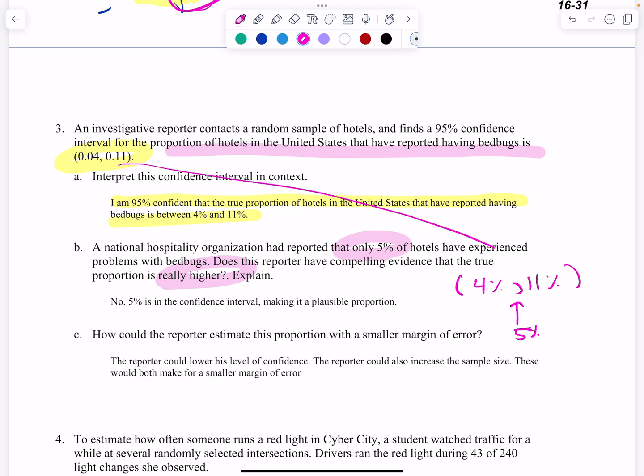Now, remember, sampling variability, if I ask you to go ask a bunch of hotels, you might get something a little higher. Or I ask your friend, you might get something a little lower. That's why it's a little higher and a little lower than 5%. That's my confidence interval. But 5% being inside this interval is very plausible. It's very, very likely that I could have 5% in there.